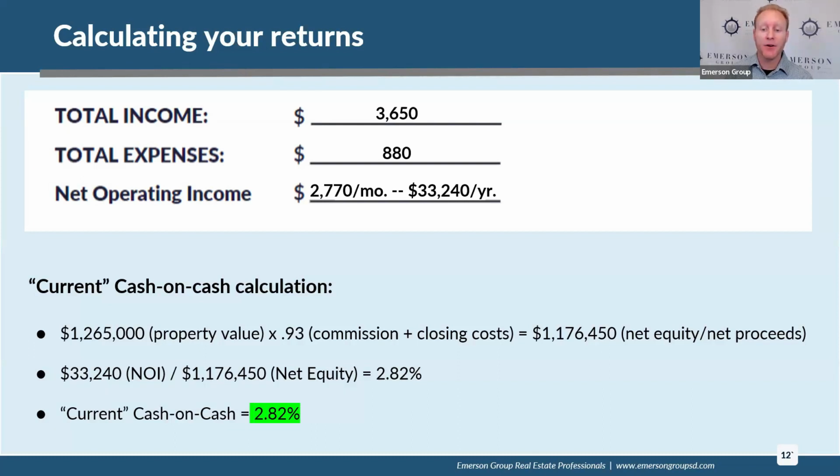What I mean by that is you're not going to pay state taxes. You're not going to pay federal taxes. You're not going to pay 25% depreciation recapture, right? You're going to defer all those things. So all this money is getting rolled into another opportunity or another investment. As you can see, going through the math again, $33,240 divided by the net equity, 2.82% current cash on cash. Awesome. We know what we have, right? We have financial clarity of how hard our capital is working for us. That's exactly what we want.